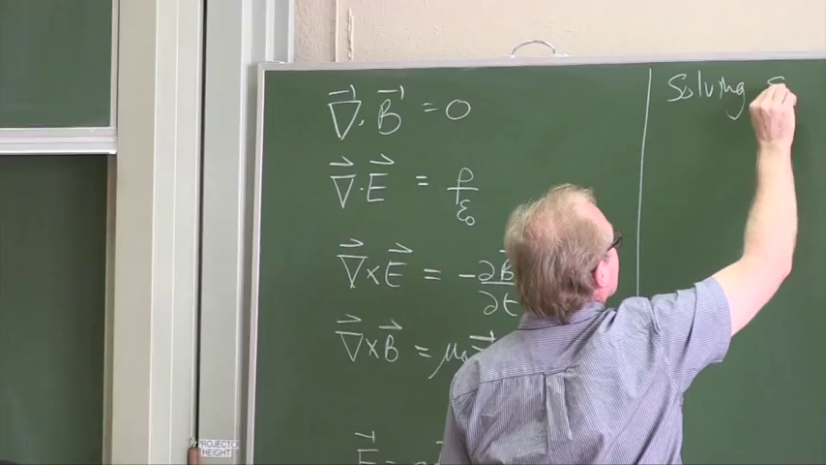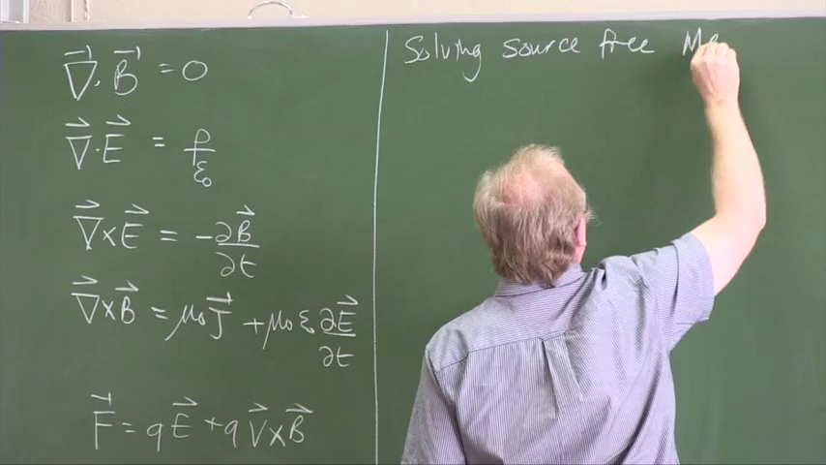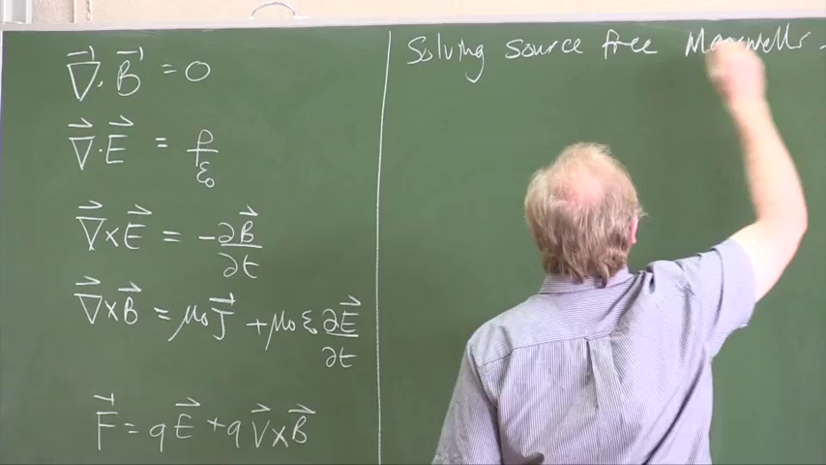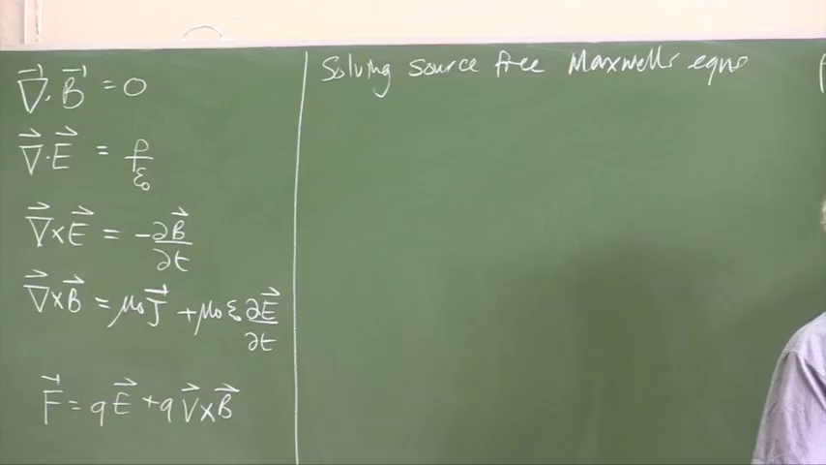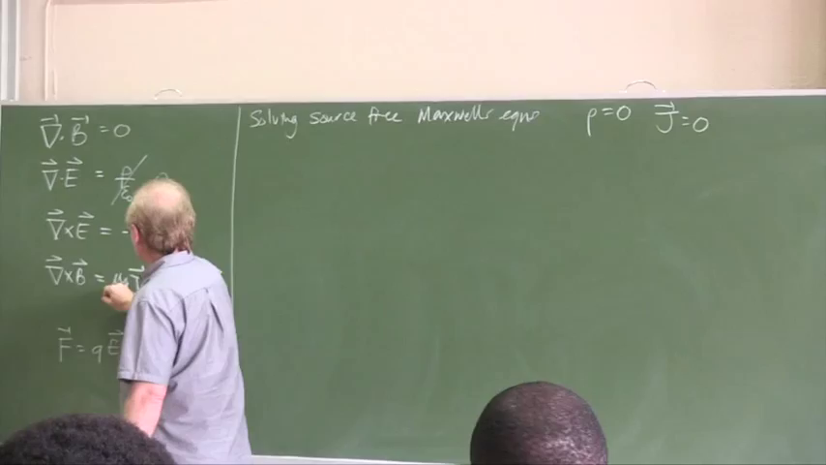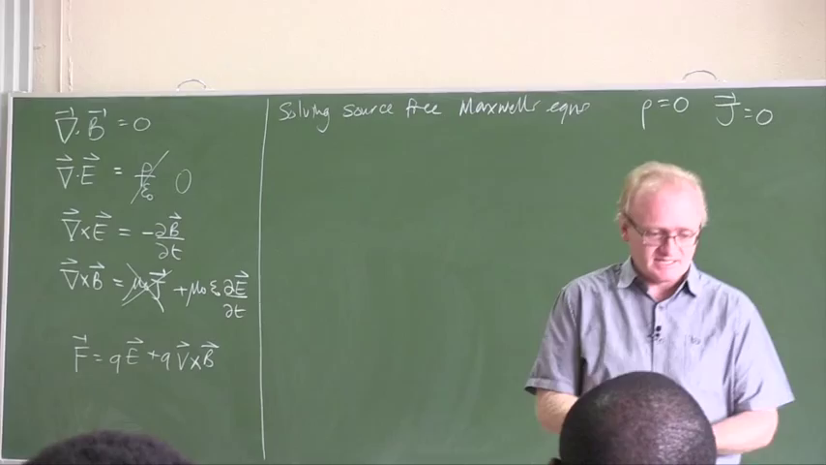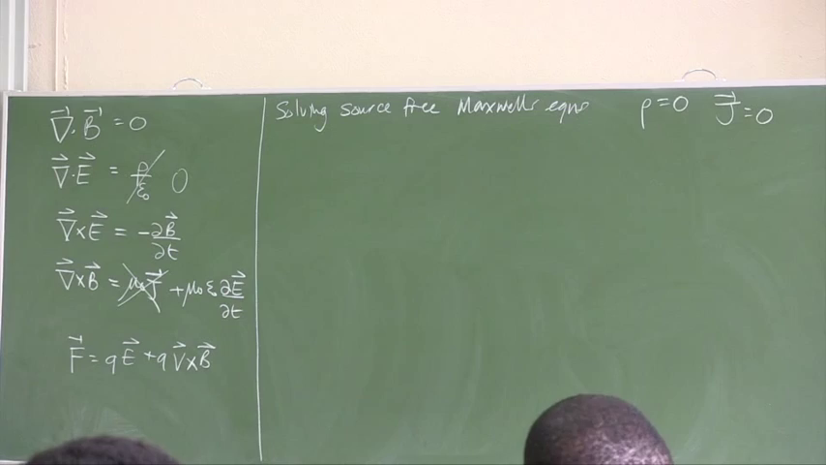Now, we have been solving the source-free Maxwell's equations. And when we say source-free, we mean we set rho equal to 0 and j equal to 0. So this was naught, and that term we dropped. We were solving those equations. And yesterday, we had in fact obtained a solution. Let me write it in the notation of yesterday.